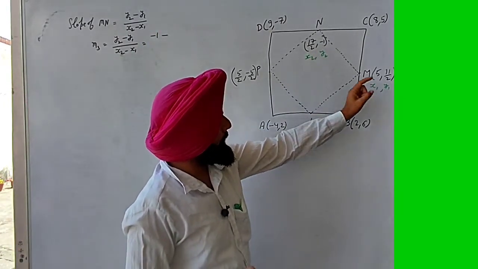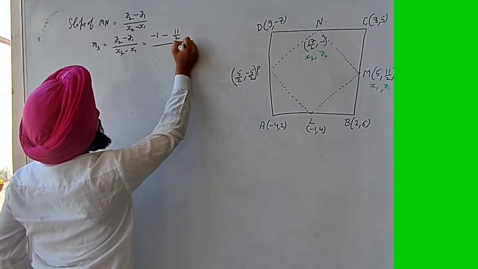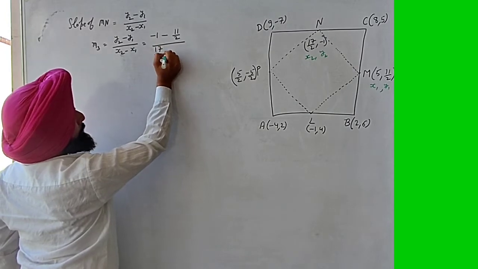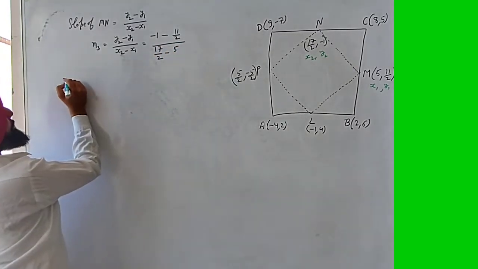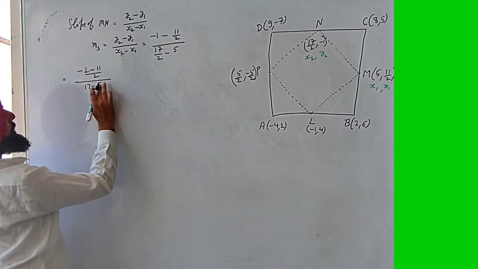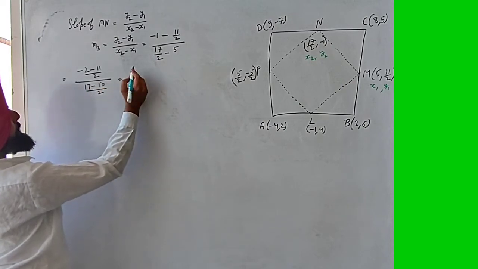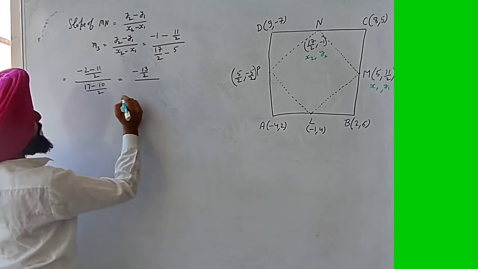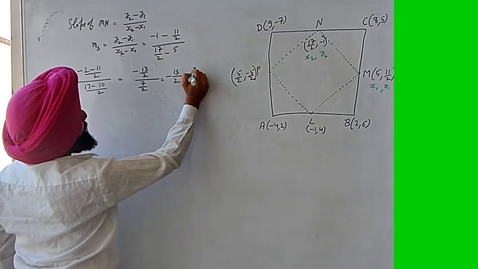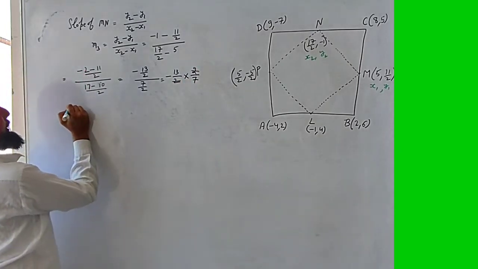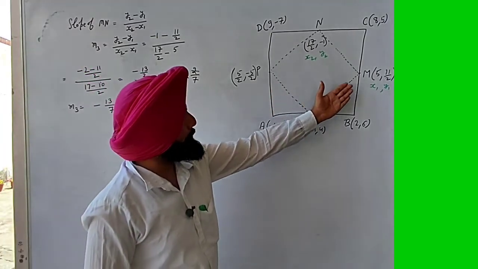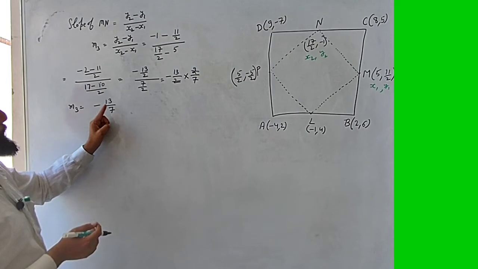y2 minus y1 is minus 11 over 2, whole over x2 minus x1, 17 over 2 minus 5. It becomes minus 2 minus 11 over 2 whole over 17 minus 5 over 2, which means 10 over 2, and it becomes minus 13 over 2 whole over 7 over 2, so minus 13 over 2 into 2 over 7. Now 2 cancels with 2, so m3 is equal to minus 13 over 7. The slope of MN is m3 equal to minus 13 over 7.